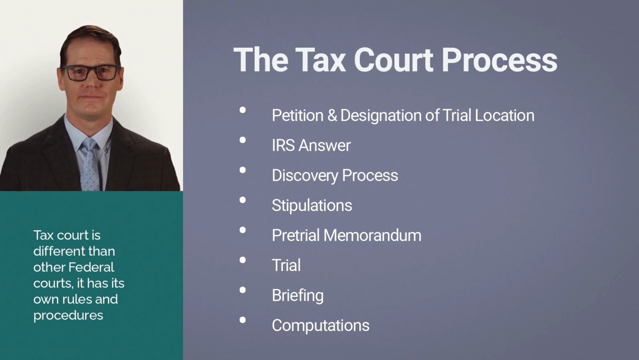Step 7. In many cases, the court will ask the parties to brief one or more issues for the case. This helps the court sort out the law and the parties' arguments. Step 8. Computations are next. This is the process whereby the IRS computes the tax due given the court's ruling. You may or may not agree with the numbers, and can still challenge any errors made at this step.